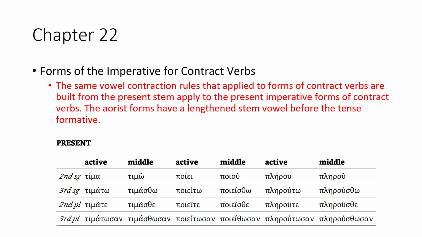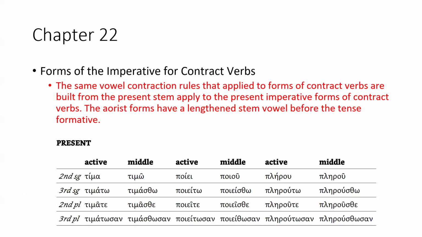Forms of the imperative for contract verbs. The same vowel contraction rules that apply to forms of contract verbs built from the present stem apply to the present imperative forms of contract verbs. The aorist forms have a lengthened stem vowel before the tense formative.